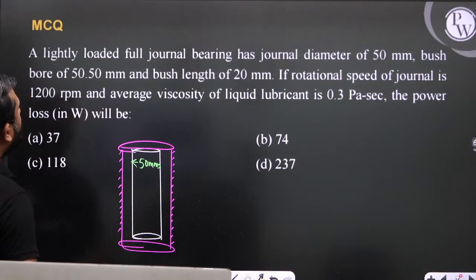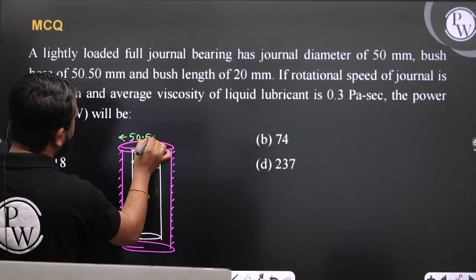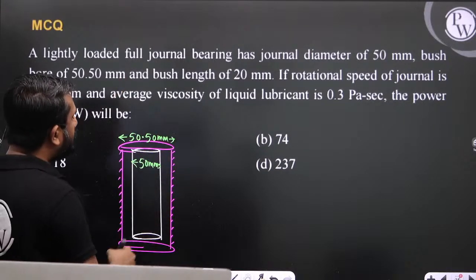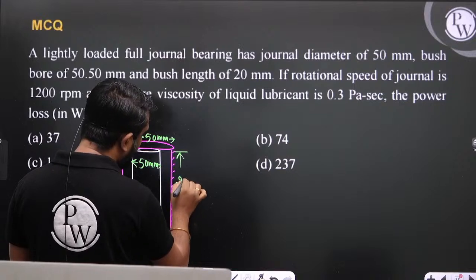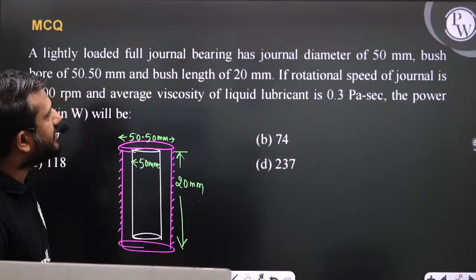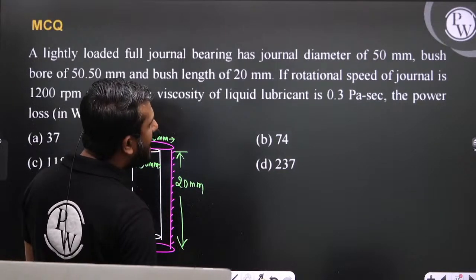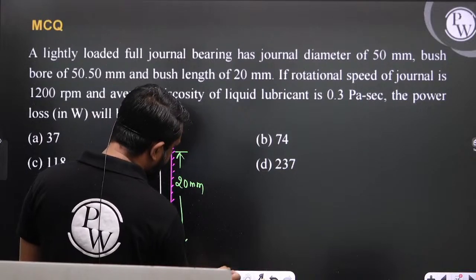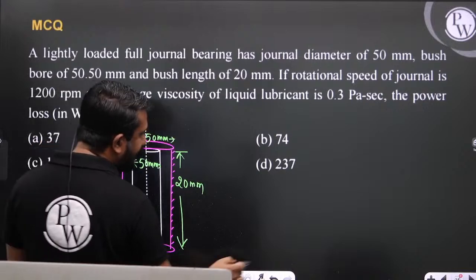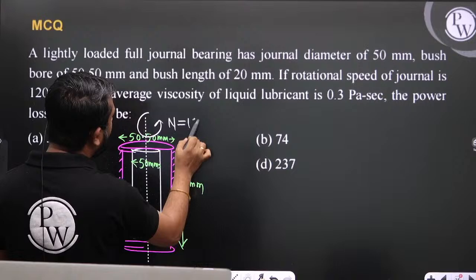Whereas the bearing diameter is 50.50 millimeter, and the length is 20 millimeter. This length is 20 millimeter, and this shaft is rotated with an RPM of 1200. So this journal, or you can say shaft, is rotating with 1200 RPM.